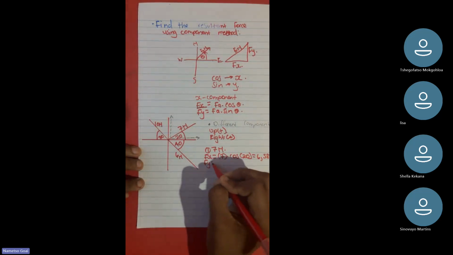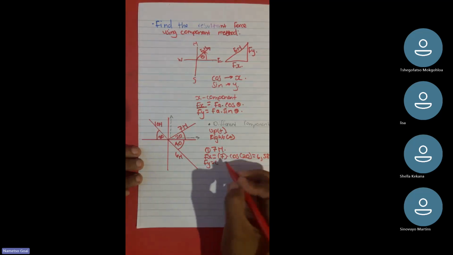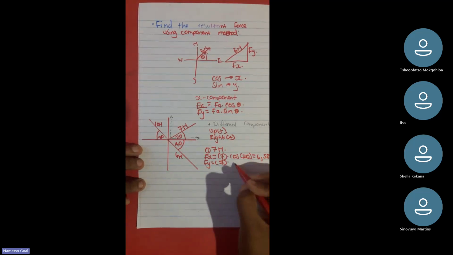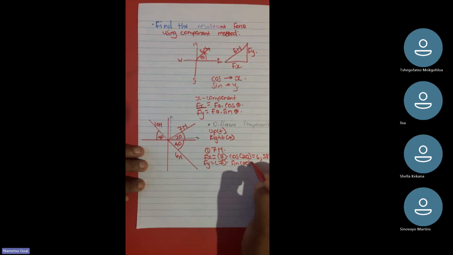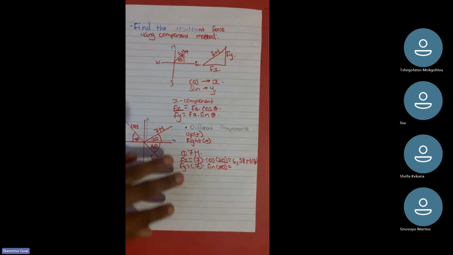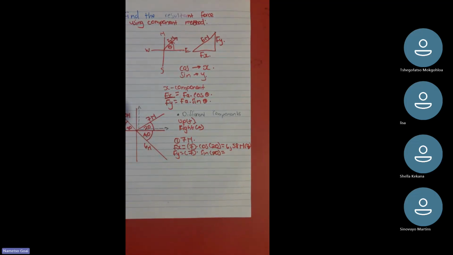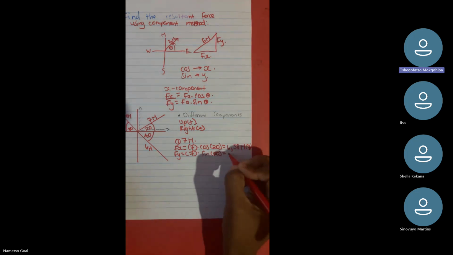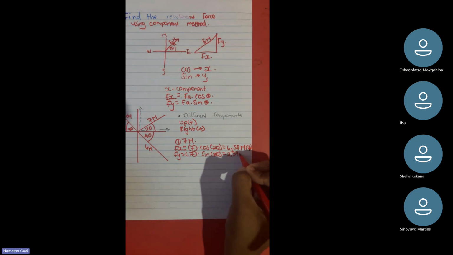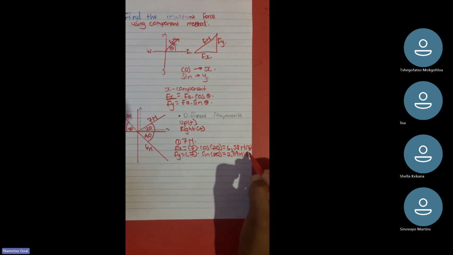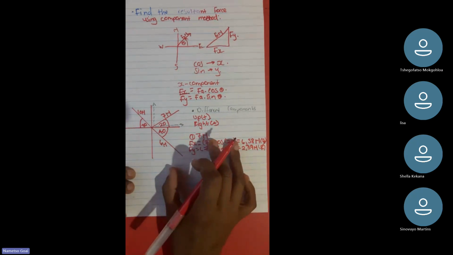For Fy, may you please also punch this into the calculator. It's going to be 7 multiplied by sine of 20, which is derived from the force applied multiplied by sine theta. 7 multiplied by sine 20 is 2.39 Newton, right? So it's going to be going to the right. Okay, fine. Now we're done with the 7 Newton one.